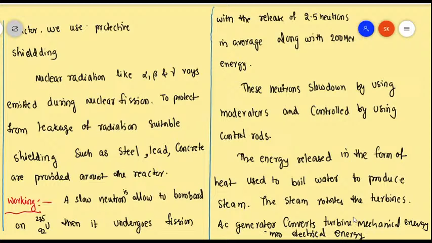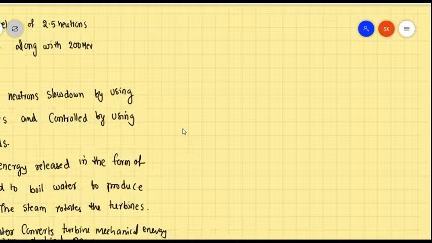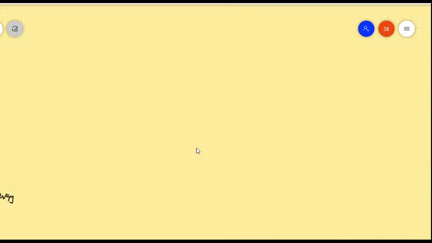This is about the working. And now, what are the uses? Are there any other uses for the nuclear reactor that we are going to discuss now? You listen very carefully.